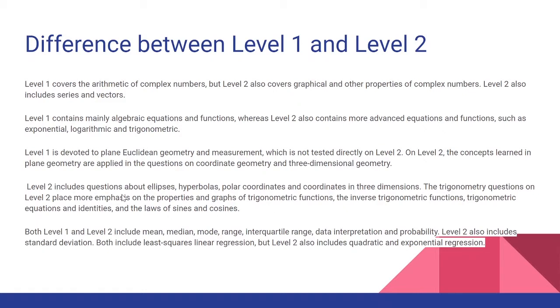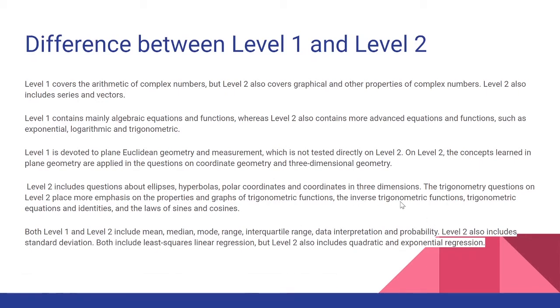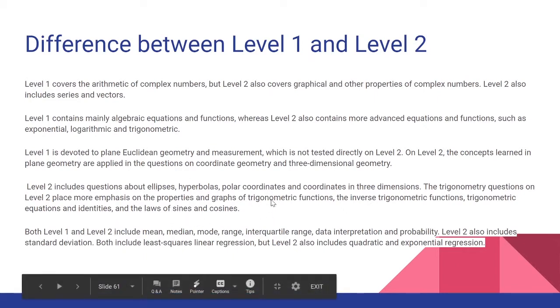In level 2, you're going to have ellipses, hyperbolas, polar coordinates, and those 3-dimensional coordinates. And trigonometry questions in level 2 have trigonometric functions, inverse trigonometric functions, trigonometric equations and identities, and laws of sines and cosines, whereas in level 1 you don't have so much of that. But both level 1 and level 2 include mean, median, mode, range, interquartile range, data interpretation, and probability.